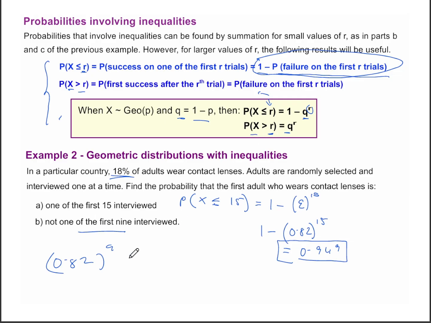That comes from this formula, because we want P of the first success happening after the 9th attempt. This will give us 0.168 to 3 significant figures, and this is the probability that the first adult who wears the contact lenses is not one of the first 9 that I interviewed.